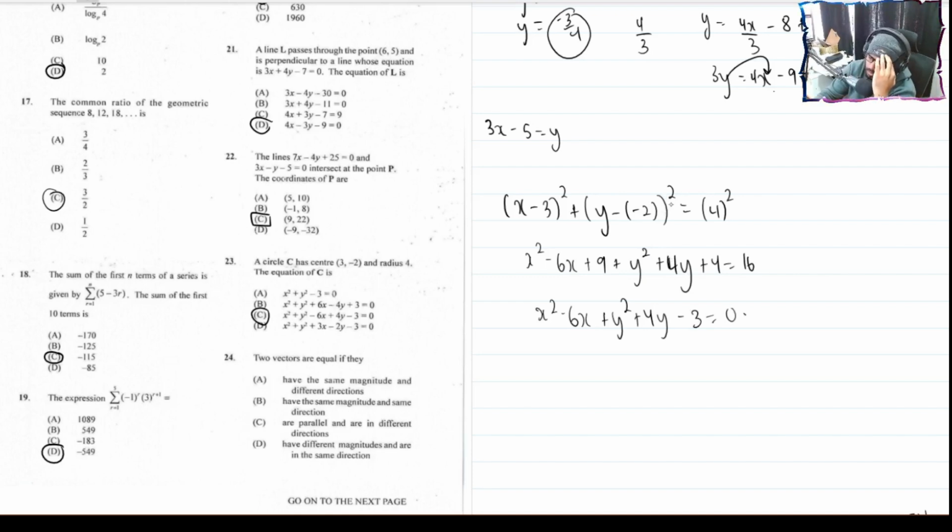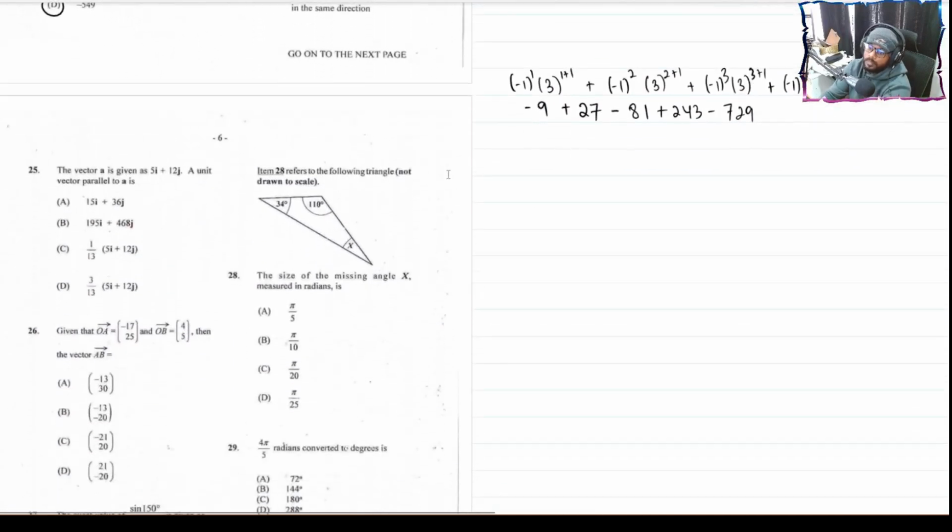Two vectors are equal if they have the same magnitude and they are in the same direction. The vector A is given as such, and a unit vector parallel to A is, now if you know anything about unit vectors, the unit vector has a modulus of 1. We could scratch off A, we could scratch off B. It could either be C or D.